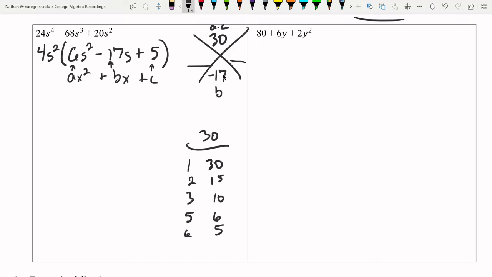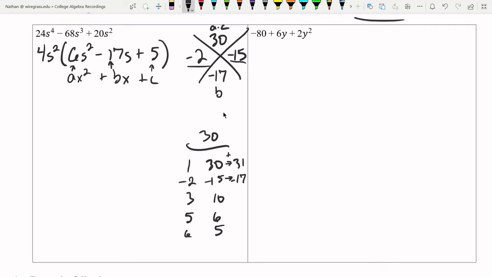And now what we're going to do is try to add to get the bottom. We're looking for negative 17 specifically. 1 plus 30 is 31. 2 plus 15 is 17. And this is the number we're looking for, but we want it to be negative. I can do that by making both of them change the sign. In this case, both of them change to negative. Negative 2 times negative 15 is still positive 30. Negative 2 plus negative 15, however, is negative 17. And that's exactly what I wanted. So I have negative 2 and negative 15.